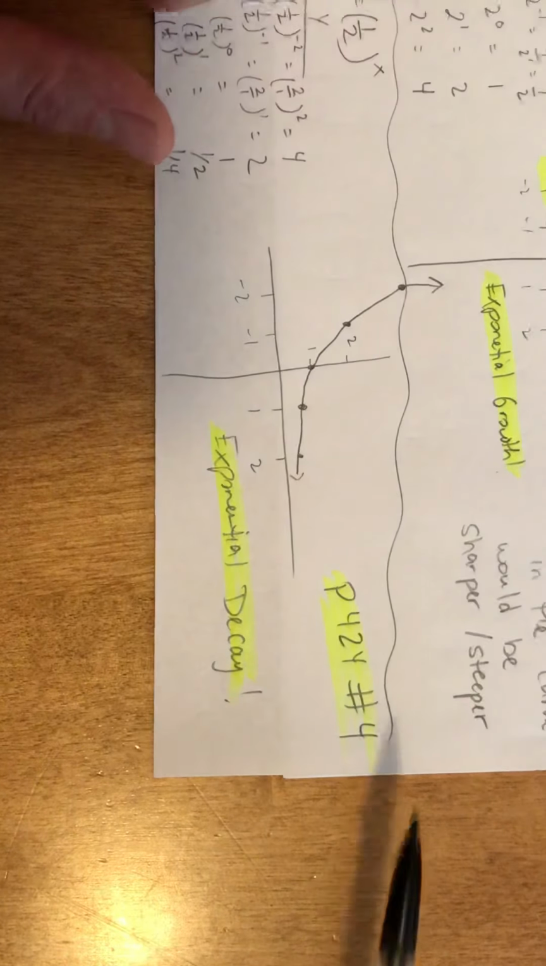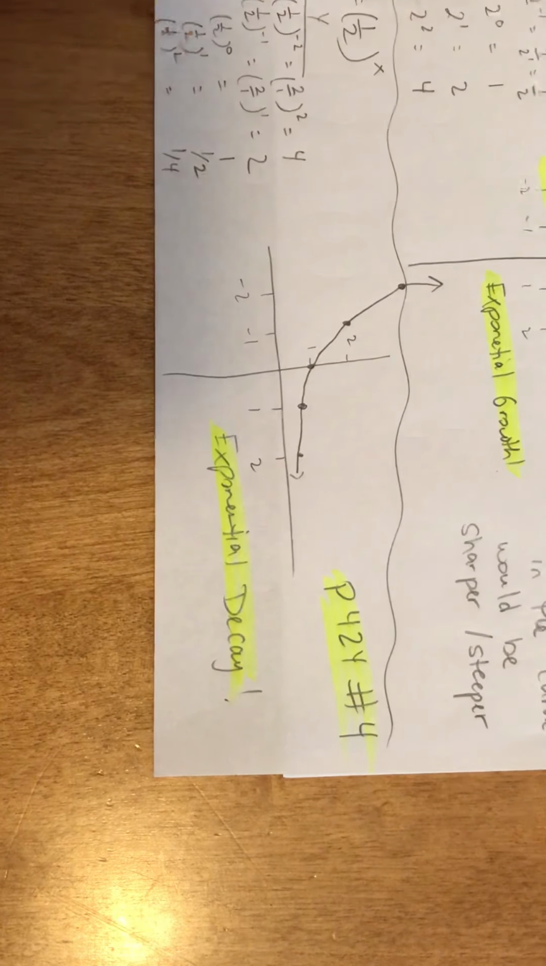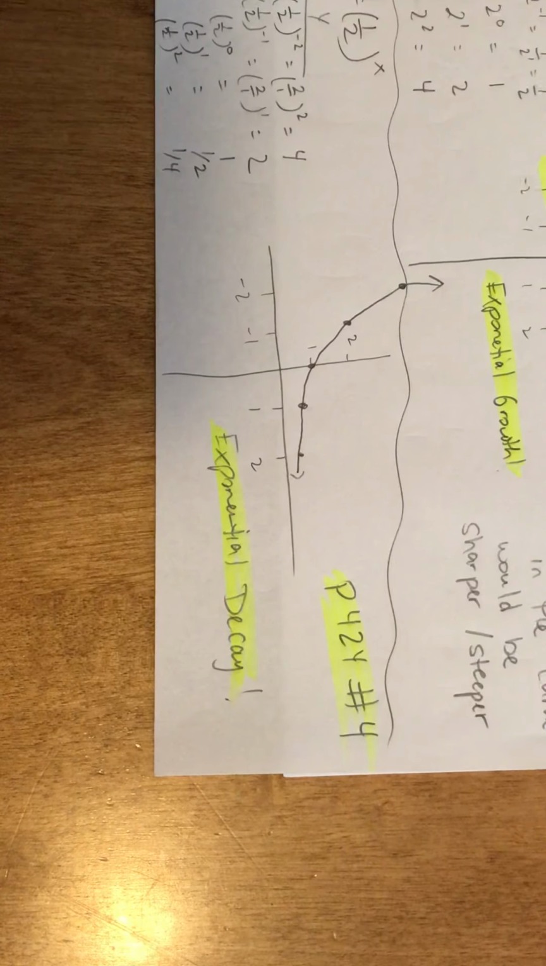Okay, so just quickly take a look at page 424, number 4, and it's just going to ask you to identify the different graphs that we've learned so far.